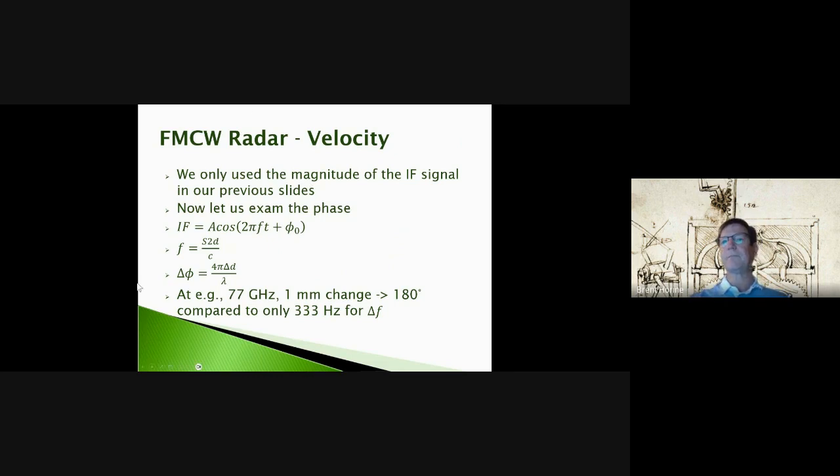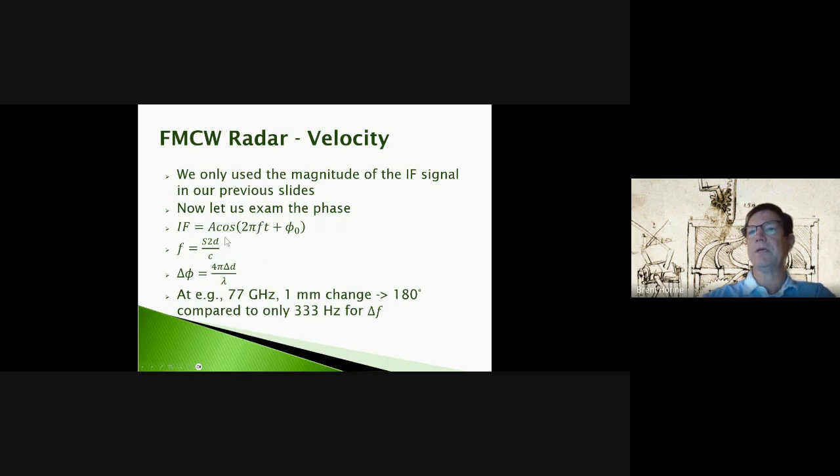So realize that our IF signal now is this cosine weighted by some amplitude. We're not terribly worried about that. That does tell us a little bit about the size of a target or its radar cross-section, technically, scaled by or affected by distance. But really we're interested in these terms. So we've used this term.